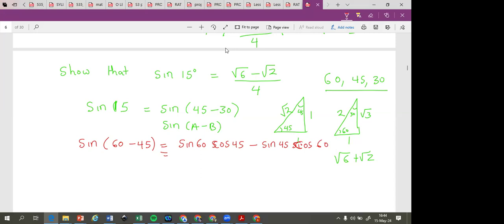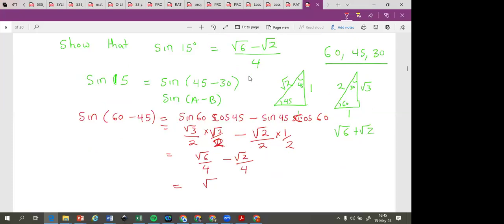Okay, so sine of 60, I know, is root of 3 out of 2. Cos of 45, I know it is 1 out of root of 2, which I can write as root of 2 out of 2, minus sine of 45, which I can write as root of 2 out of 2, and then cos of 60, which is a half. So here, you remain with root of 6 out of 4 minus root of 2 out of 4. So those who have used 60 and 45, you should also be able to come up with that answer.